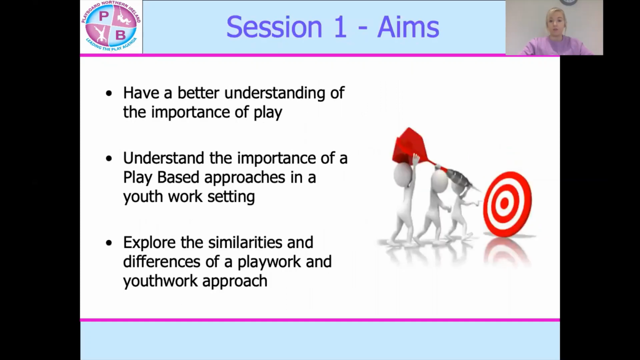So Session 1 then, today's session, what are the aims? We're hopefully going to have a better understanding of the importance of play. Play is so important for children and young people, especially at such a young age, age 4 to 8. So we're hoping to understand the importance of play and the importance of play-based approaches in the youth work setting. We also are going to explore the similarities and the differences of a play work and youth work approach before taking into session 2, which will really be based on participation in a youth work setting.